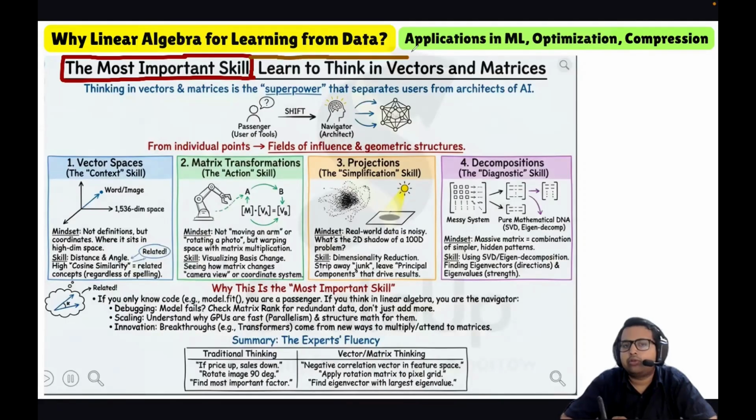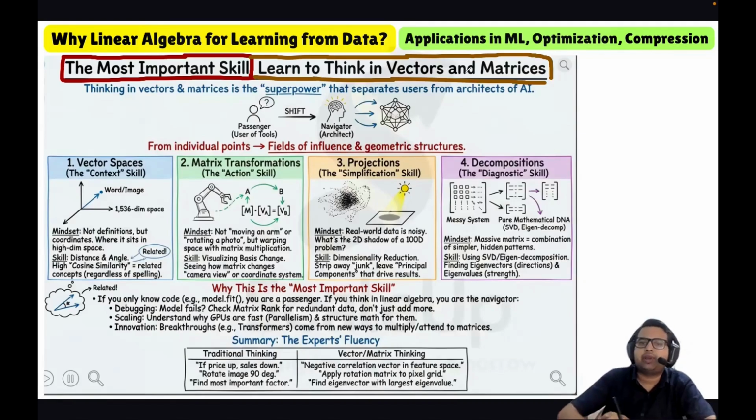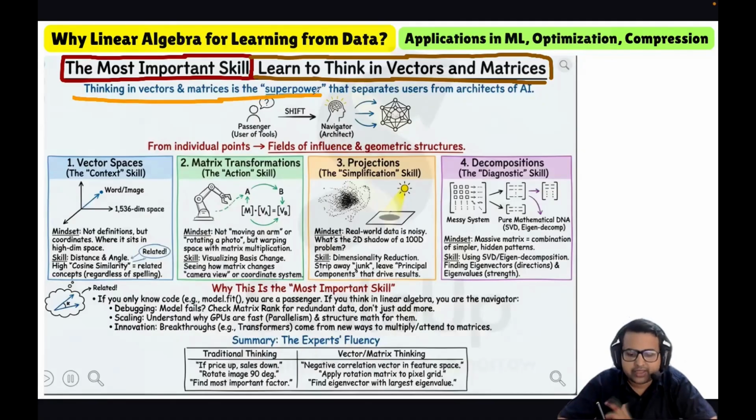We have to transform a real world problem into a matrix problem. We have to learn to think in terms of vectors and matrices. This is the most important skill. Thinking in terms of vectors and matrices is the superpower that separates someone who merely uses AI tools from someone who can architect them. If you will be building AI models, then you have to think in terms of vectors and matrices. It is the most important skill.